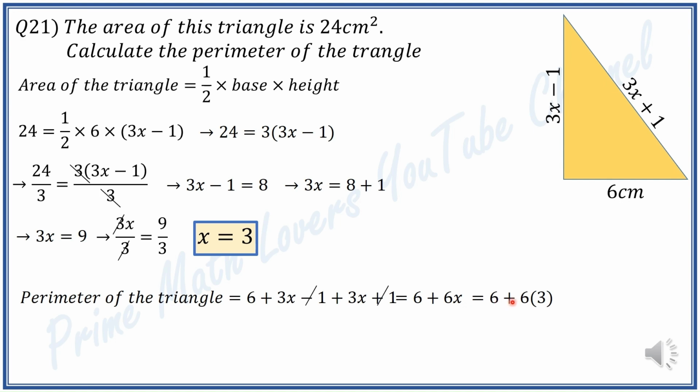6 plus 6 times 3. 6 times 3 is 18, and 18 plus 6 is 24. So the perimeter of the triangle is equal to 24 centimeter.